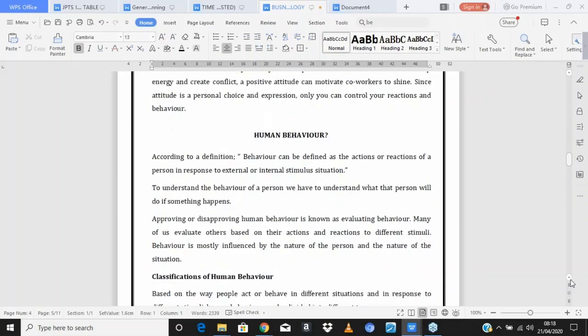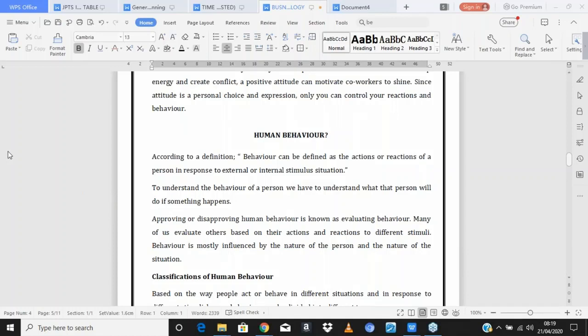Okay, now from our course outline, one of the first things we are to deal with is what is called human behavior. Now, what is the difference between behavior and an attitude? Actually, behavior is an outward form of an attitude. Okay, so let us look at this definition.